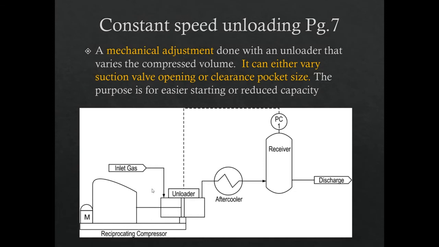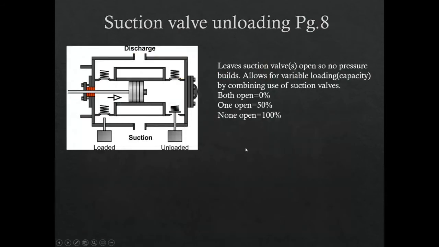It's like opening up a valve on the cylinder, for example, and there would be no pressure buildup. The piston would move freely back and forth. It's like taking the spark plug out of your car. You put the spark plug back in, and then, of course, it builds up pressure. It's the same kind of idea when we're talking about using the unloader. The idea is to make it easier to start or to reduce the capacity. So let's look at what it looks like here.